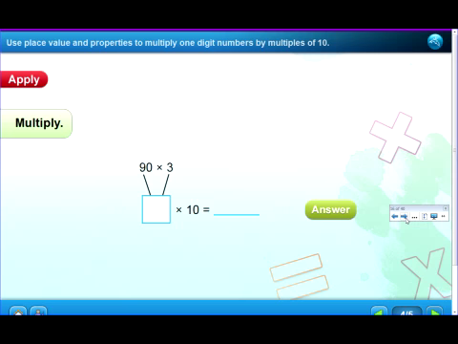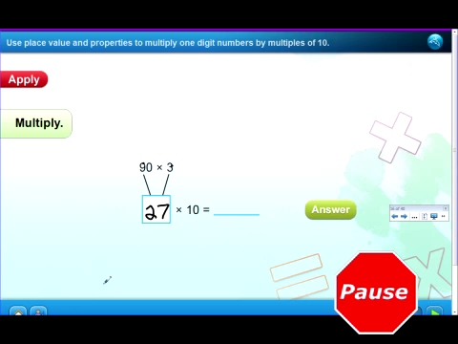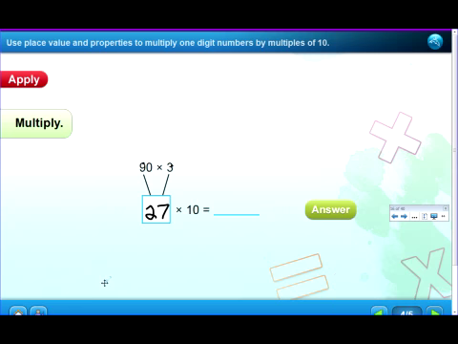Well, let's see if we can get this answer. 90 times 3 times 10. So what they want us to do is the shortcut method. What we're going to do is take 9 times 3, and that equals 27. 27 times 10 equals, pause the video, see if you can figure it out. And the answer is 270. 27 times 10 is 270.